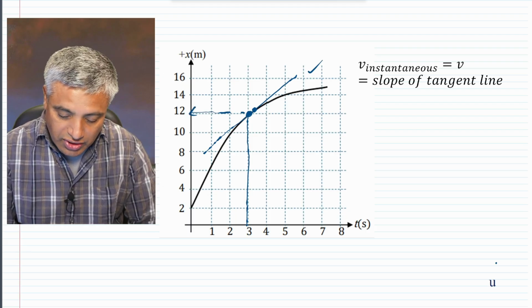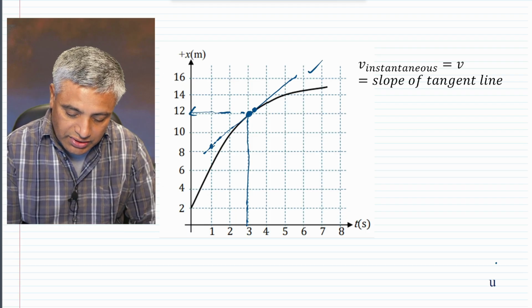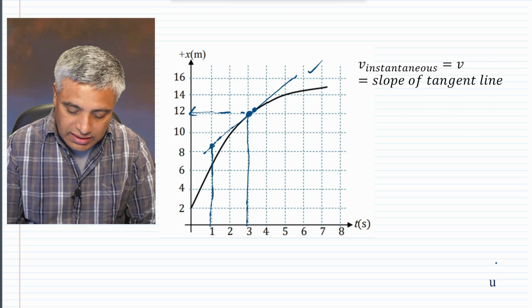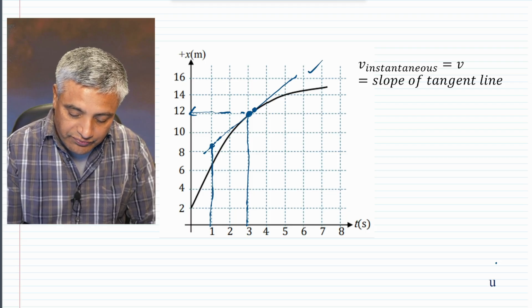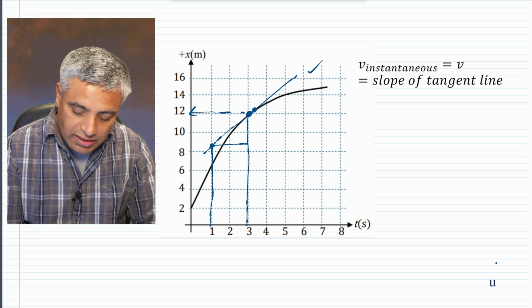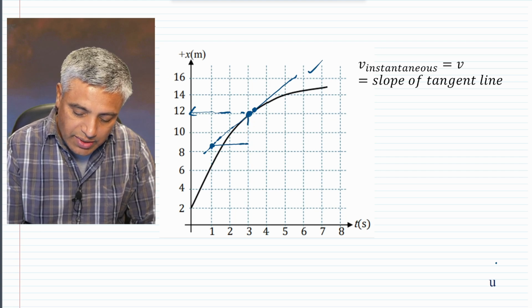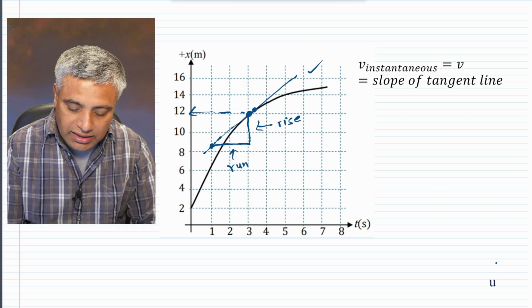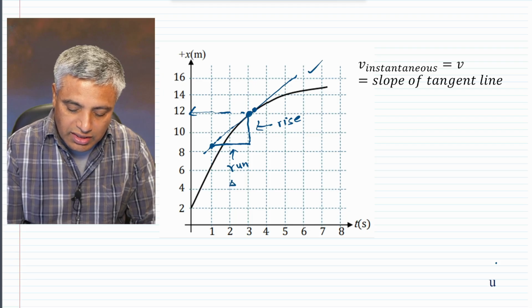Now, which other point should we choose? Let's choose this one here. This is at 1 second. So that means now we need to find rise over run. Let me just make this triangle so that it's easily visible here. So this is going to be the rise. This is going to be the run. Calculating the run is really easy because it goes from 1 to 3 seconds, which means the run is just 2 seconds.